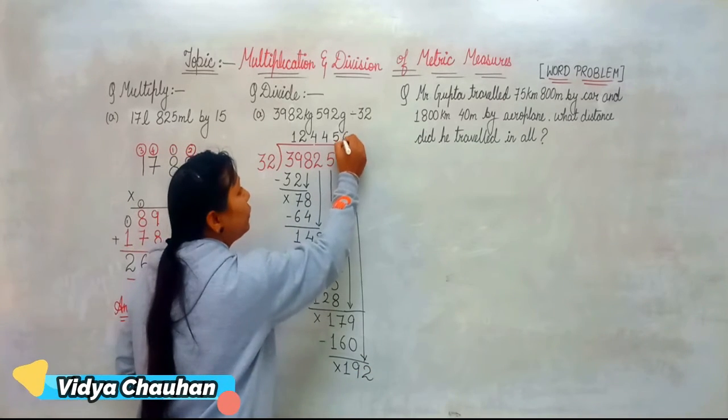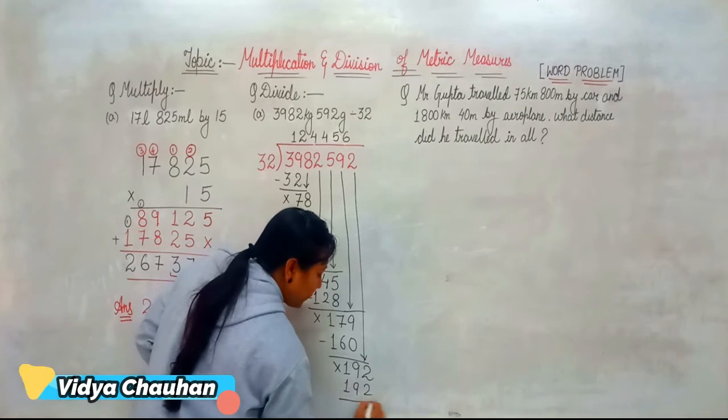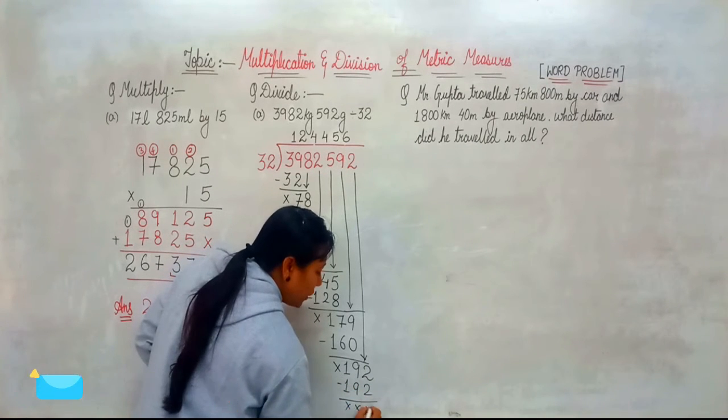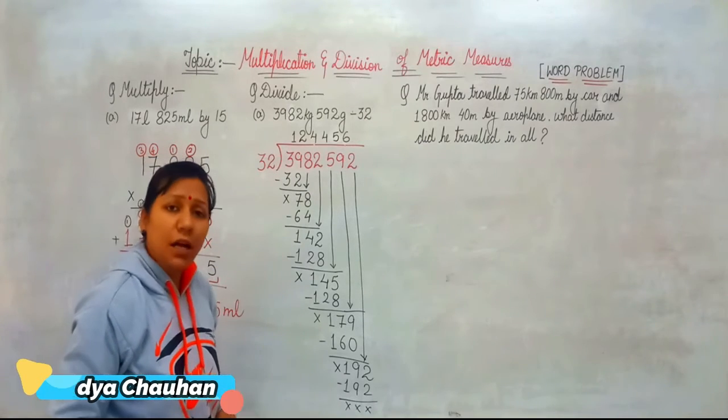Now 32 6s are 192. And when you subtract the value, your remainder becomes 0. That means our division is complete.